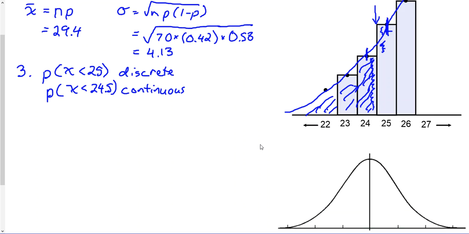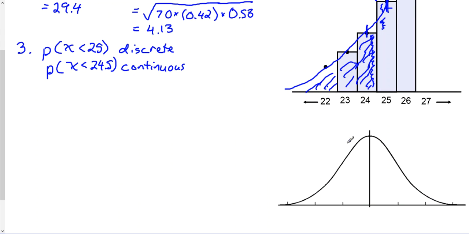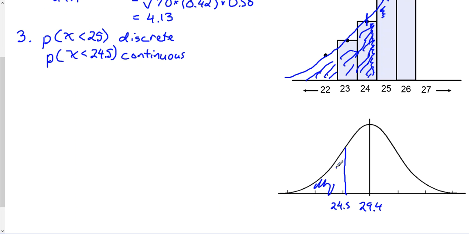So what this problem looks like now is it's a normal distribution problem. We've got a mean down here of 29.4. We've got some standard deviation. We have some value here, which is 24.5. We want to find all of this area in here underneath our normal distribution curve. So how do we find probabilities using the normal distribution? We're going to set up our z-score. So we want z for 24.5.